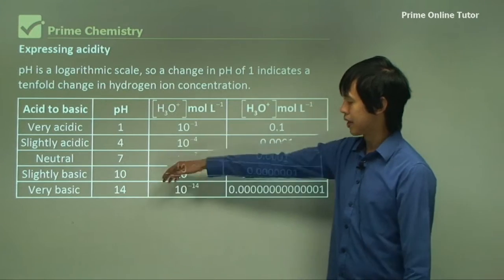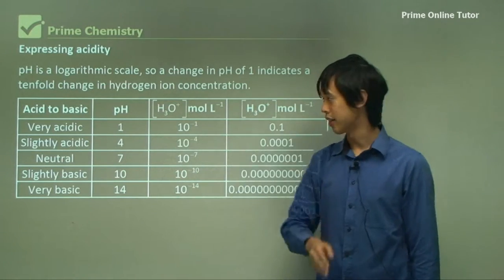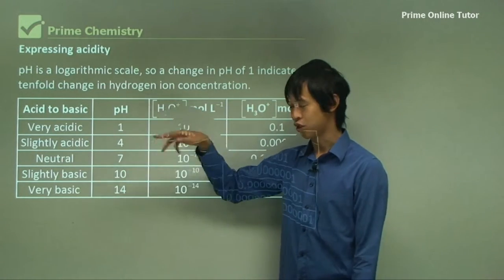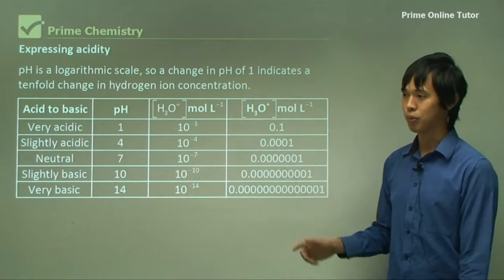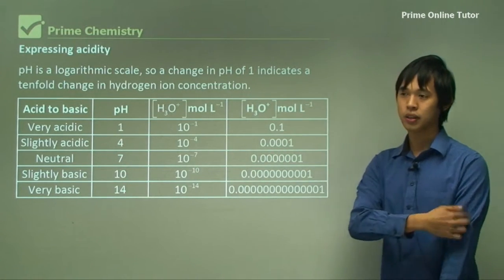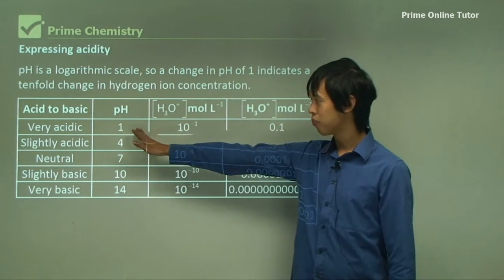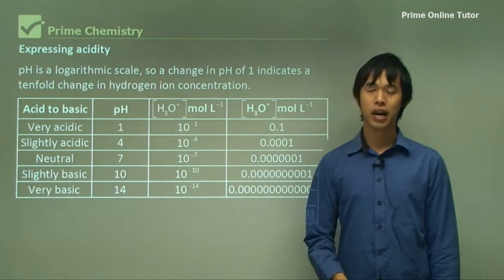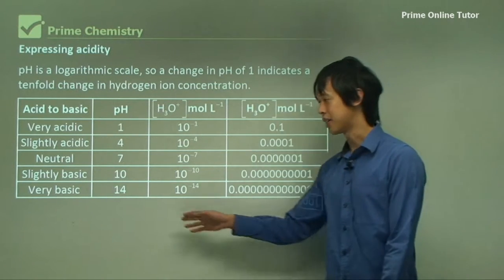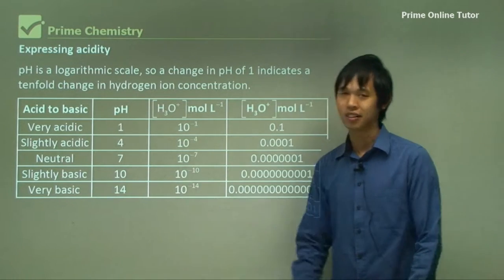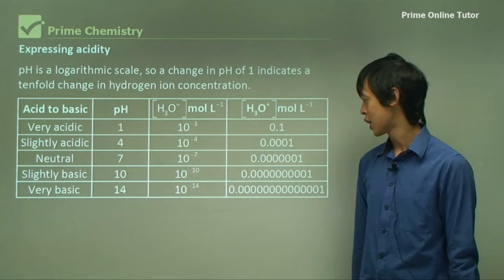Okay, so pH 1, the very most acidic things, are super acidic, and 14 is the most basic things. So something with a pH of 1 has 10 to the power 14 more hydrogen ions than something with a pH of 14. Okay, that's a huge difference.